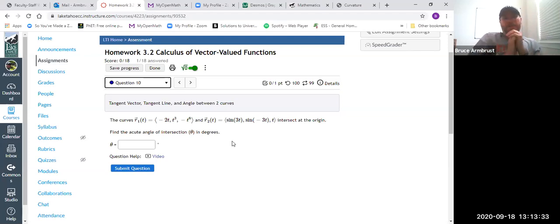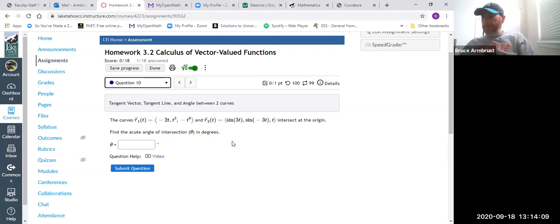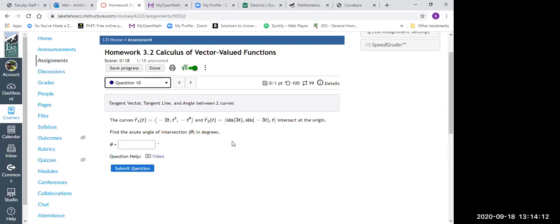Okay, so this one says the curves given by these two intersect at the origin. Find the acute angle of intersection in degrees. Okay, so how do we do that? Find a value that satisfies both vectors at the origin. That makes sense. Like if they intersect at the origin, what numerical value of the function puts it at the origin?